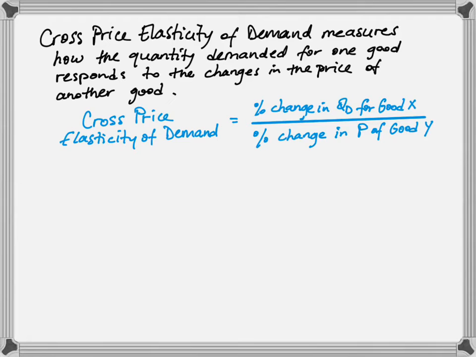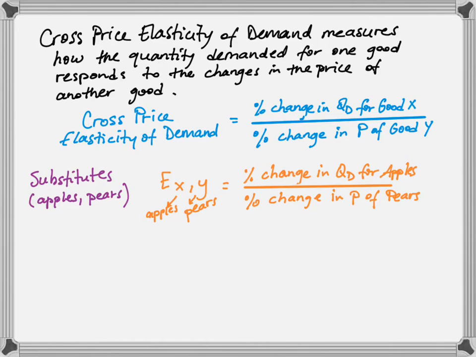Cross-price elasticity of demand measures how the quantity demanded for one good responds to the changes in the price of another good. And it is measured with this formula: cross-price elasticity of demand equals the percentage change in quantity demanded for good X divided by the percentage change in the price of good Y. How will the different types of goods affect the sign of the cross-price elasticity of demand?